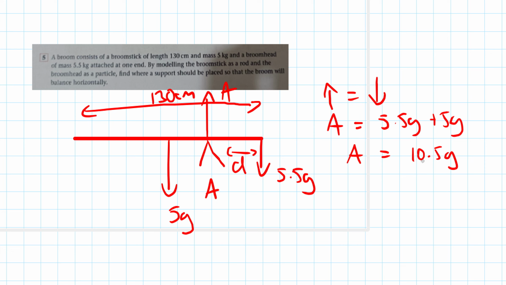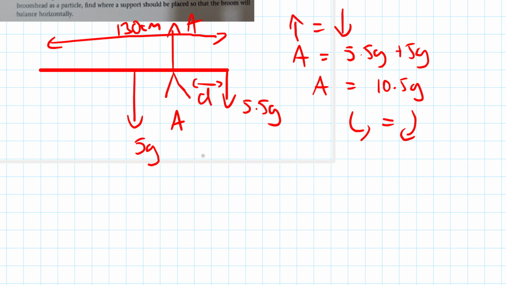So we found what the force of A is going to be, but we're not interested in that. We're finding out where the support should be placed. So here we're going to find moments, so anti-clockwise equals clockwise. So where are we going to take moments from? Well, there's no point taking it from A, or actually you could take moments from A if you wanted to, and that's perfectly fine. So we'll take moments from A.